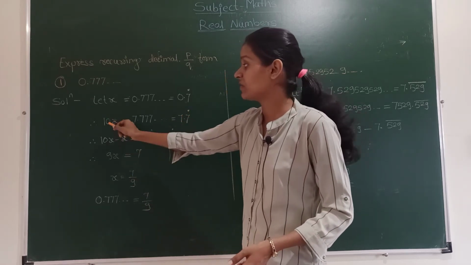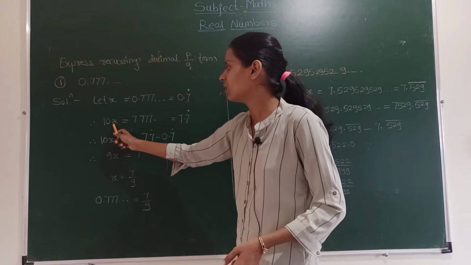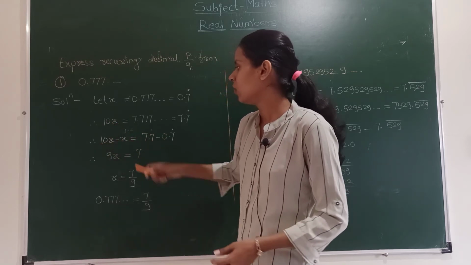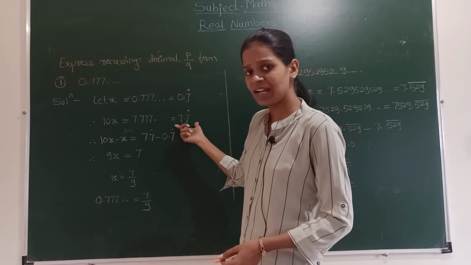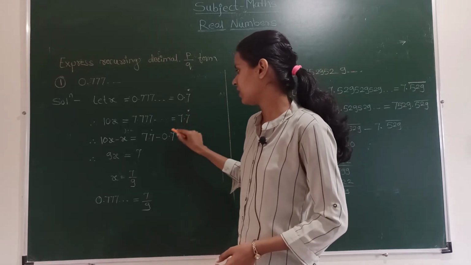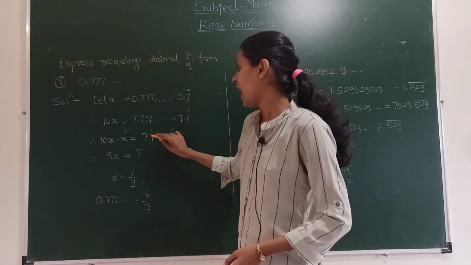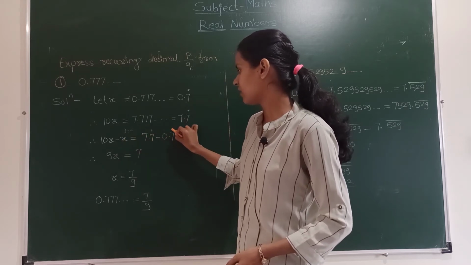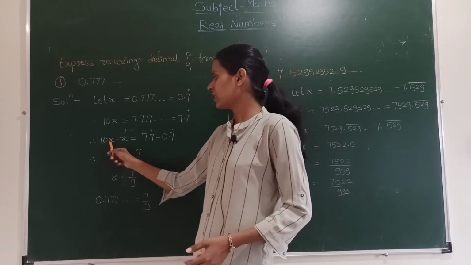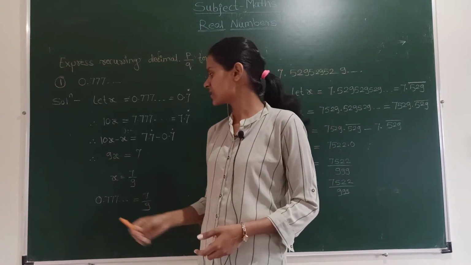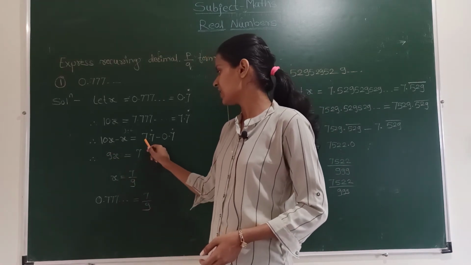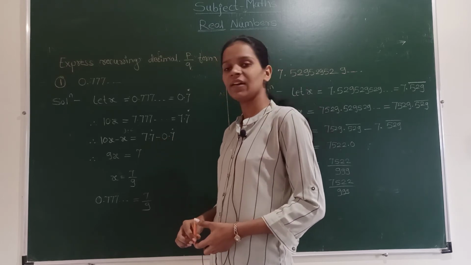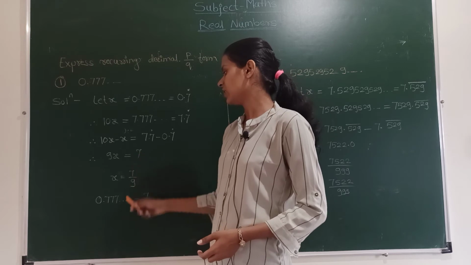Because we have taken 10x over here, 10x minus x is equal to, what is the value of 10x? It is 7.7. And what is the value of x? It is 0.7, with the dot on the head. So 10x minus x is 9x, and 9x is equal to 7.7 minus 0.7, which is 7.